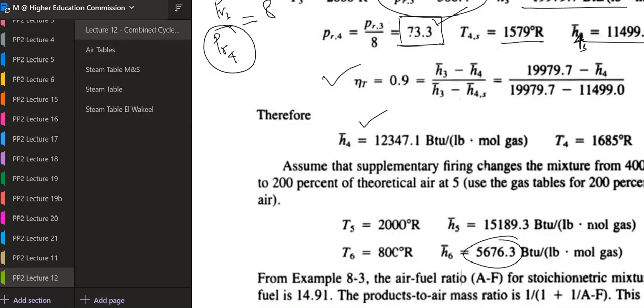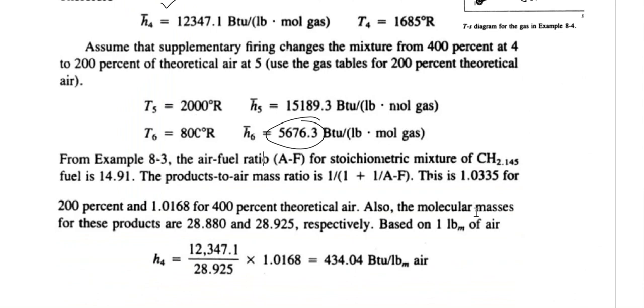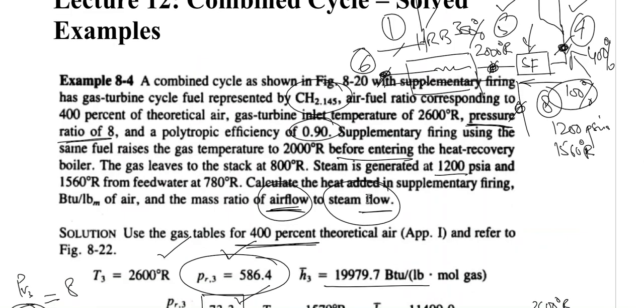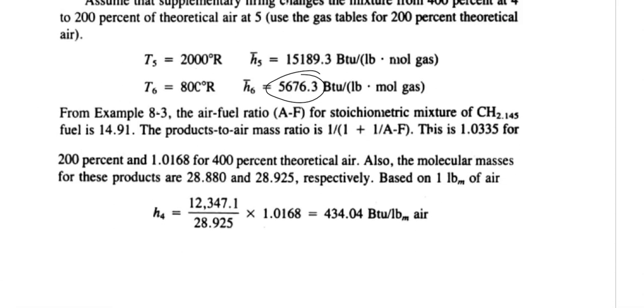Now this bit of the question is a little bit solved, but it is written in the question that you have to find the heat added in the supplementary firing, which is from 4 to 5, in BTU per pound mass of the air. In the answer, what you have done, the answer is actually written in BTU per pound mole. So if it is BTU per pound mole, what you have to do is multiply with the mole and divide with the mass.